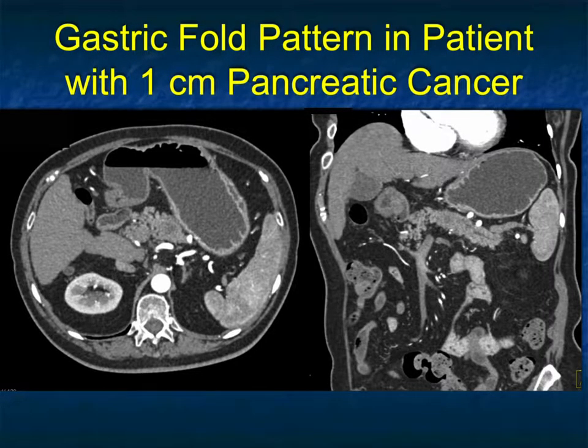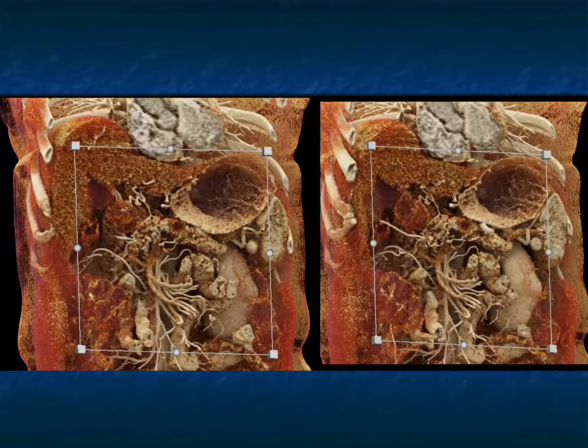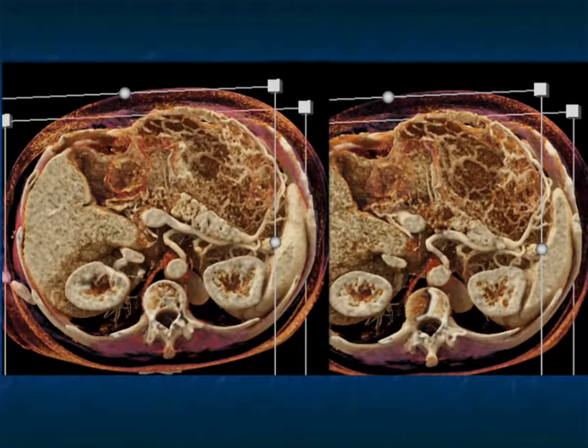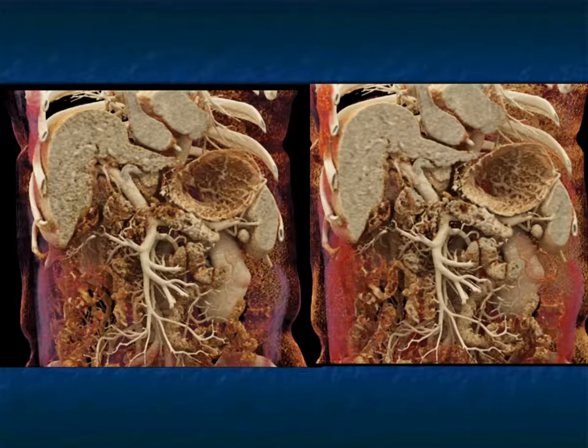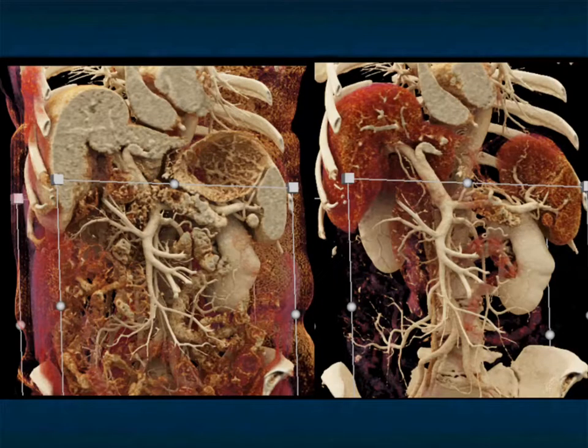Here's an example of a patient with a pancreatic cancer, but I want to show you the gastric folds. You look at the axial images or coronal, the stomach is not very impressive. But when you open up the stomach and look into it, look how much detail you see. Oh yes, look how nicely you see that 1 centimeter pancreatic cancer. But look at the detail of the gastric folds. This is a normal stomach, but it gives you an idea of what we can do with the gastric folds, and we can show that indeed very, very nicely.